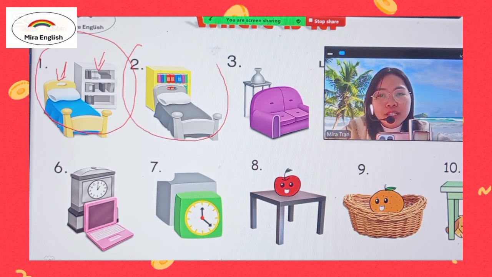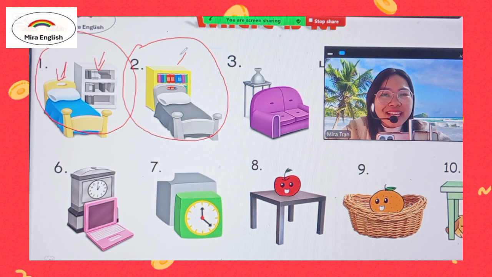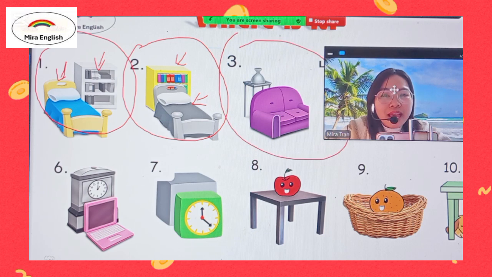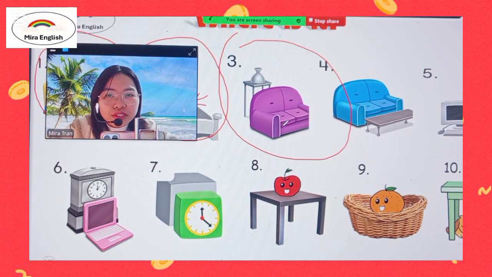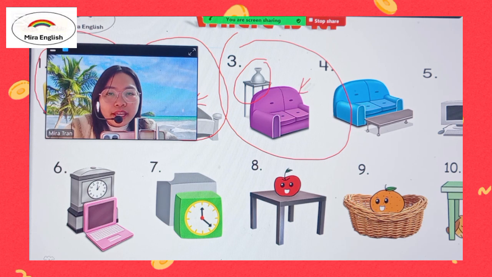Look at picture number 2. There is a bookshelf behind the bed. Look at picture number 3. There is a sofa in front of the table. Good.